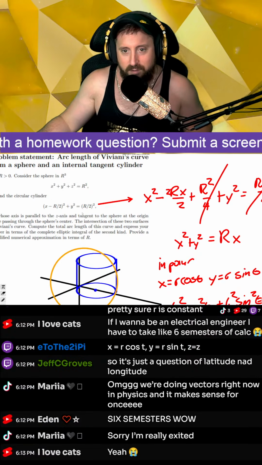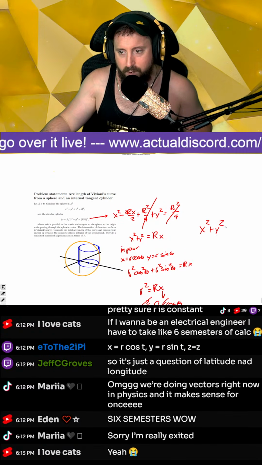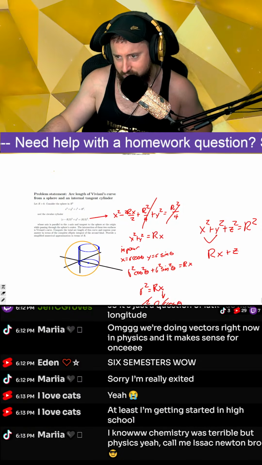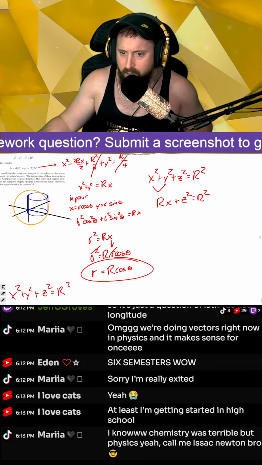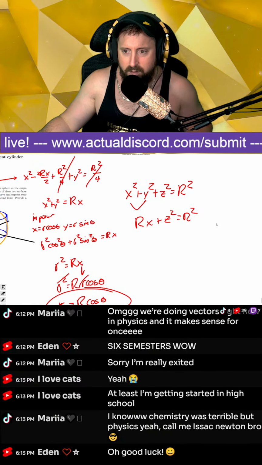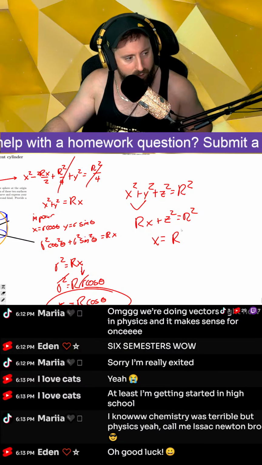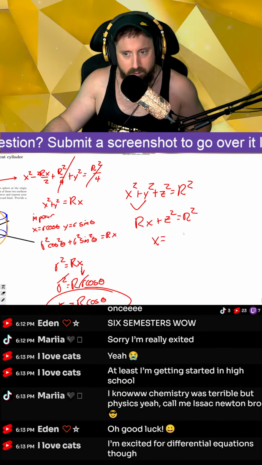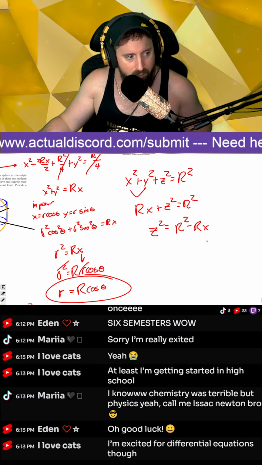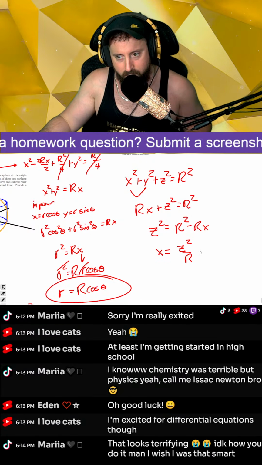Yeah. Okay, wait. Let's make these things intersect. Okay. So wait. I have this has to equal this, right? Okay. So, x squared plus y squared plus z squared is equal to big R squared. But then x squared plus y squared is also equal to Rx, right? So Rx plus z squared is equal to R squared. Oh, I think I see something here. Oh, maybe. So then x is equal to... what's that gonna be? Or wait, no, sorry. Z squared equals R squared minus Rx. Okay. So then x is equal to z squared over R minus R.